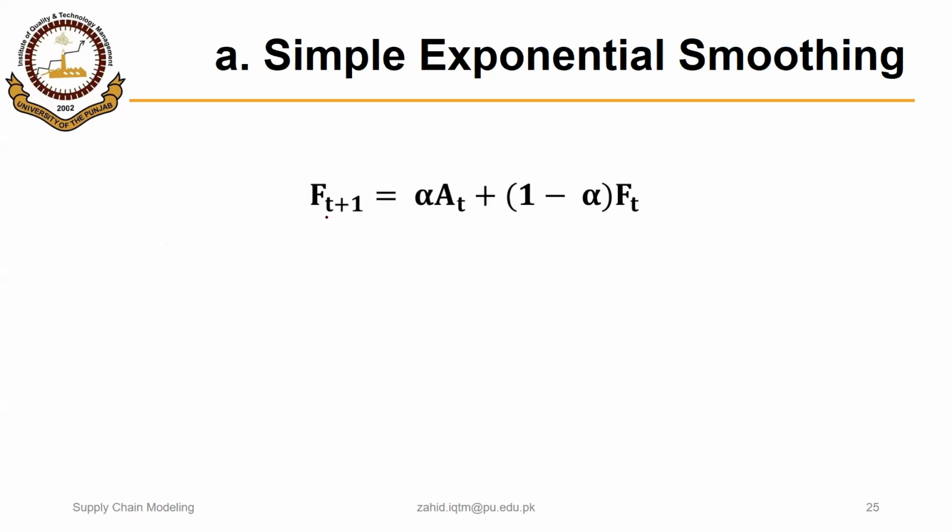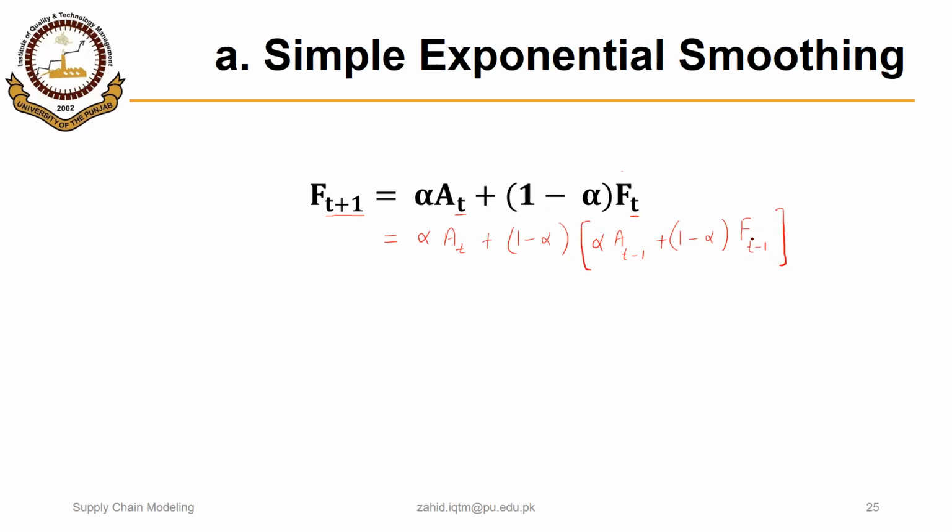Using this method, the forecast for the next period t plus 1 is equal to the smoothing constant times the actual demand of the previous period t, plus 1 minus alpha times the forecast of the previous period, the period t. So if we further explore this formula, this becomes alpha into A subscript t plus 1 minus alpha. Now this F subscript t is actually equal to alpha into A t minus 1 plus 1 minus alpha F t minus 1.